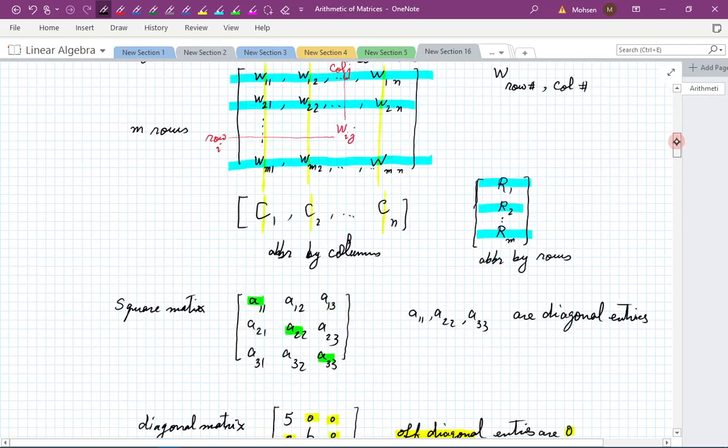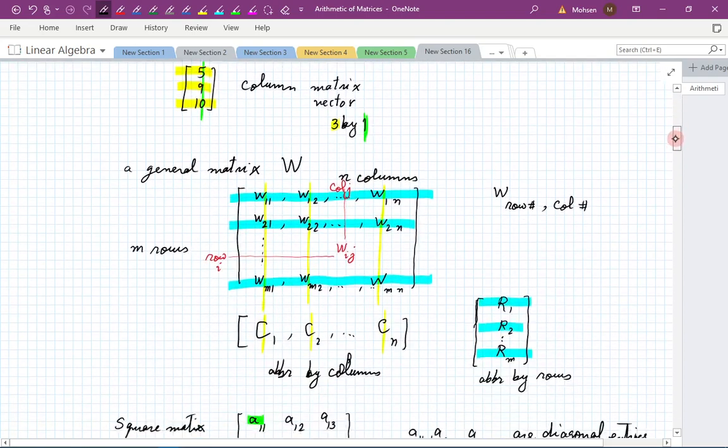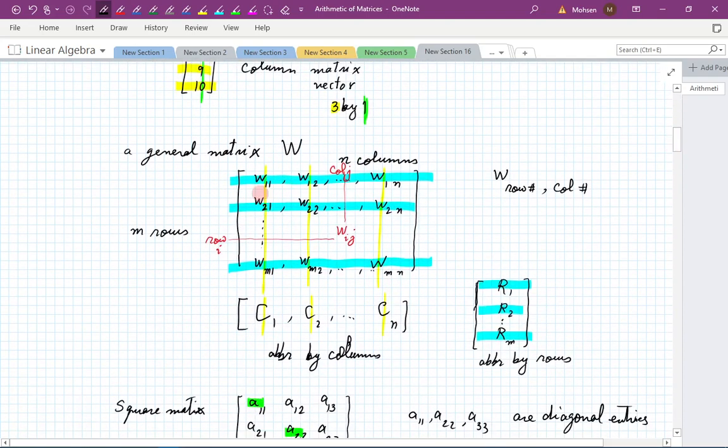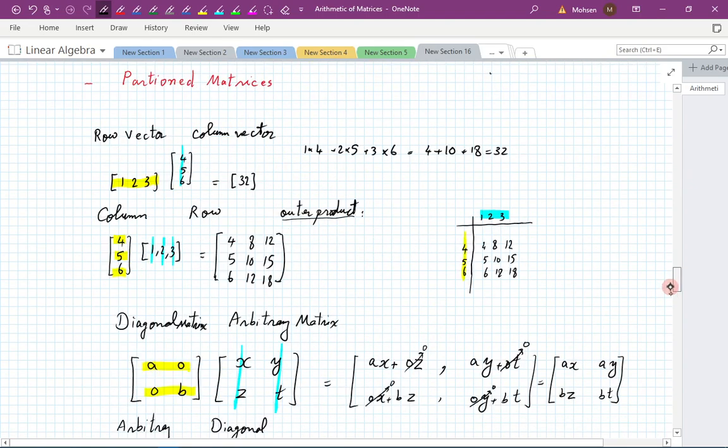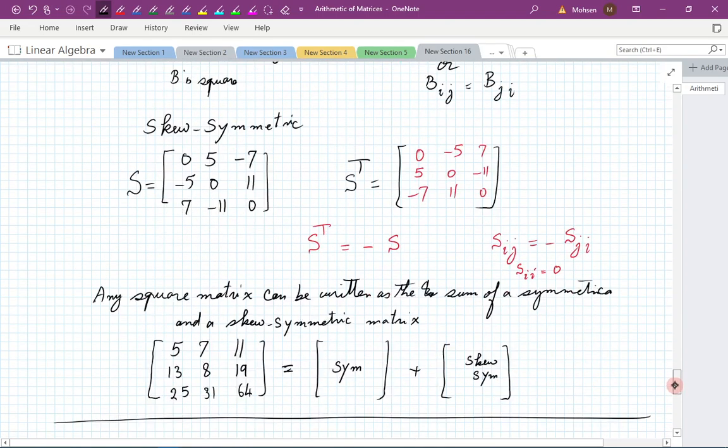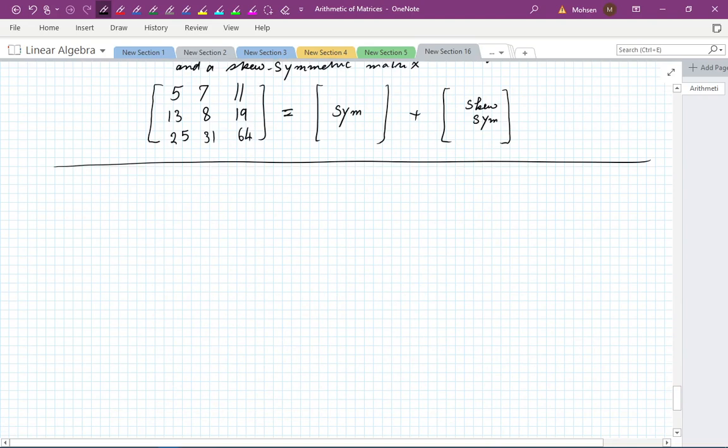One type of partition we saw at the very beginning: if you have a matrix, you can think about it as a bunch of rows, or you can think about it as a bunch of columns. This is one type of partition. That's another type of partition. But you could think about many other styles of partitions. So partition simply means creating some blocks in your matrix and then treating it that way.